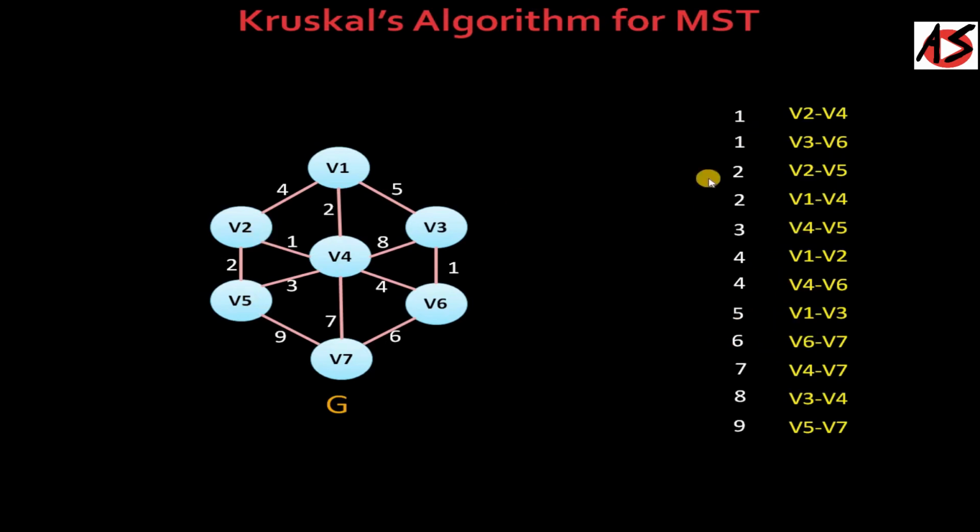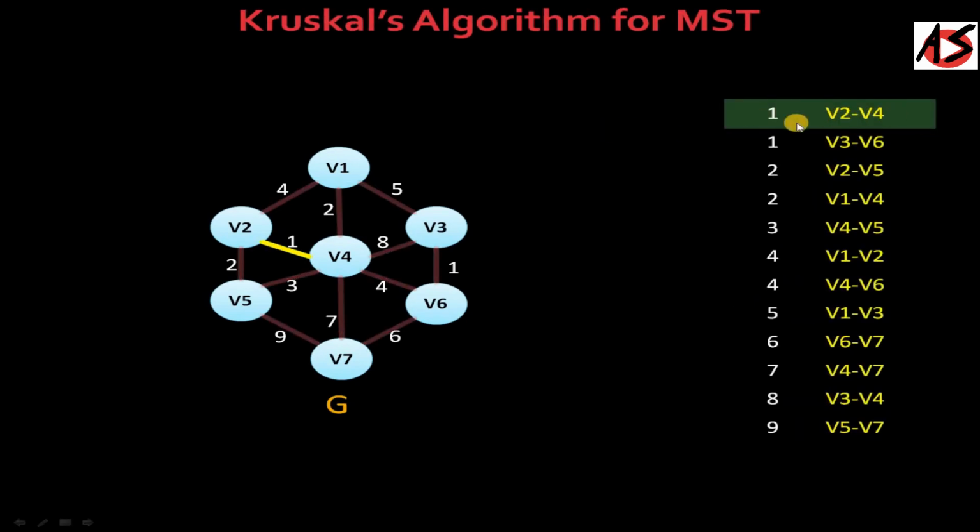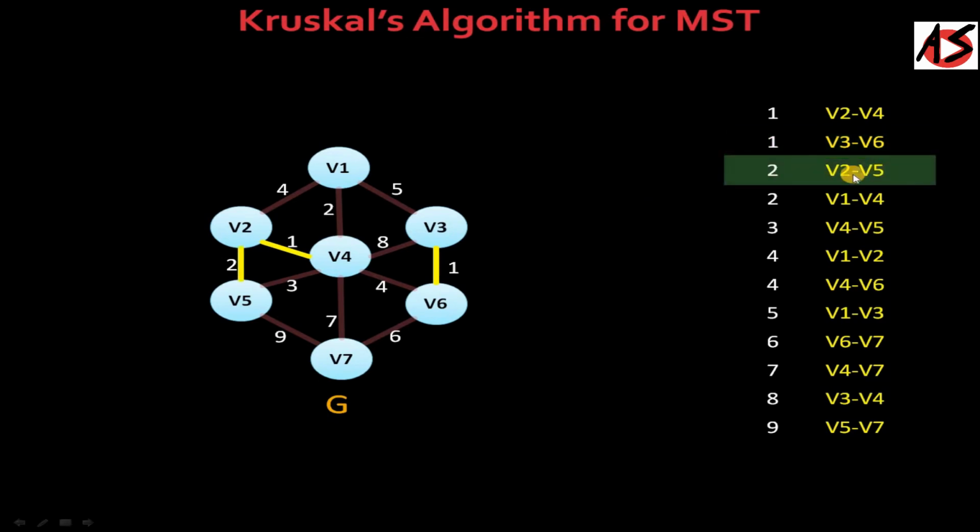Now we will select the minimum weight edge, that is V2 to V4. So we will select here V2 to V4. Now we will move ahead and select the second edge, that is V3 to V6. So here V3 to V6 also has a weight 1. Now we are moving ahead and selecting the next smaller edge having weight 2. So here we will select the V2 to V5.